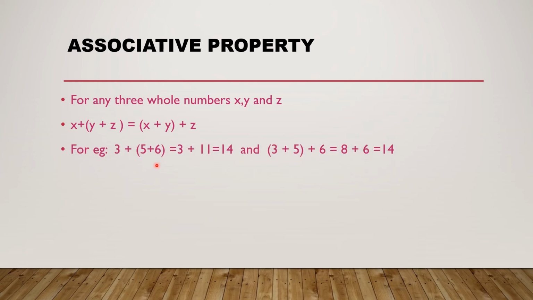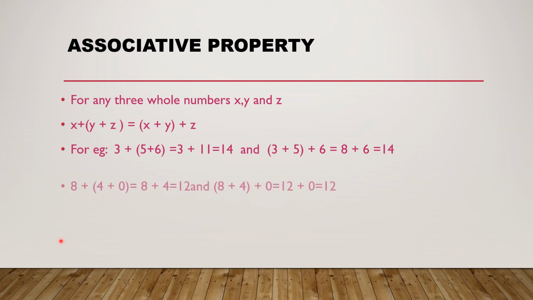For example, we take three numbers 6, 5 and 3. First we make a group of 5 and 6 and then we add it. Then we add the result with 3. Let us see what happens. 5 plus 6 is equal to 11, and then we add 11 with 3 and we get 14. In the next case, we take an association of 5 and 3 and then we add it with 6. 5 plus 3 is equal to 8 and then 8 plus 6 is equal to 14.